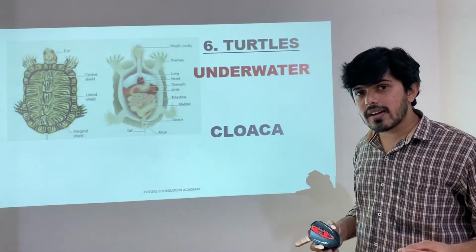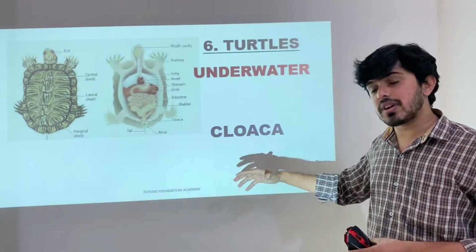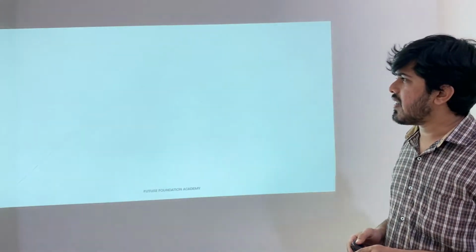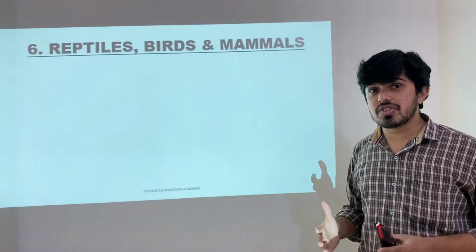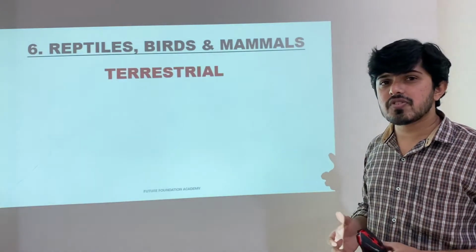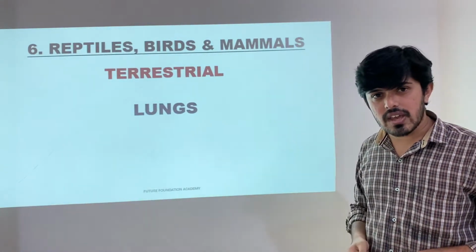Externally on the land, it has lungs, but internally in the water it has the cloaca. And coming back to the last slide, which is our main chapter in the further lectures, reptiles, birds, mammals, we all have a specialized respiratory system, that is lungs. We are terrestrial and we have lungs.